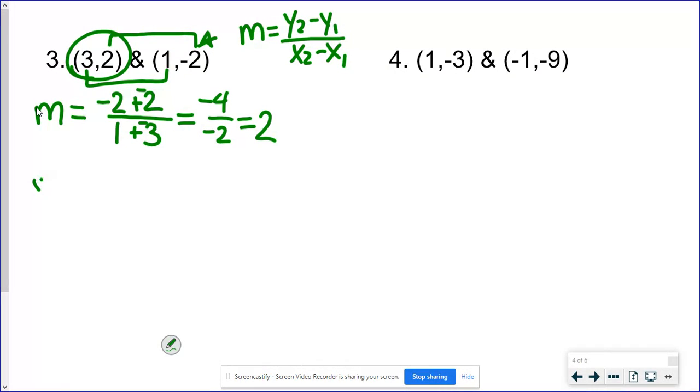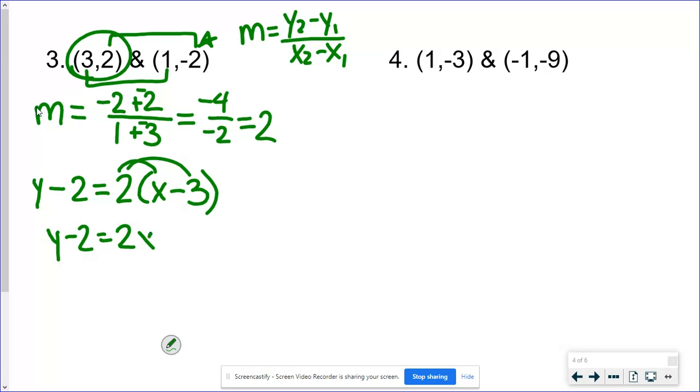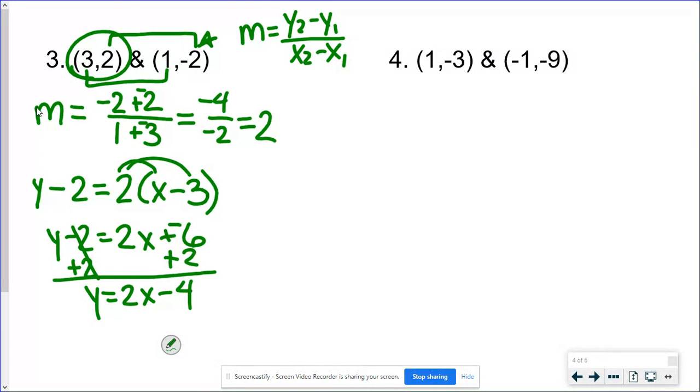I would have y minus my y number equals m times x minus my x number. That's point slope. All done. All I need to do now, 2 steps. Distribute, move the number with the y. So y minus 2 equals 2x minus 6, and then we're going to add our 2. So I get that y equals 2x -6 and +2 is going to be a -4.